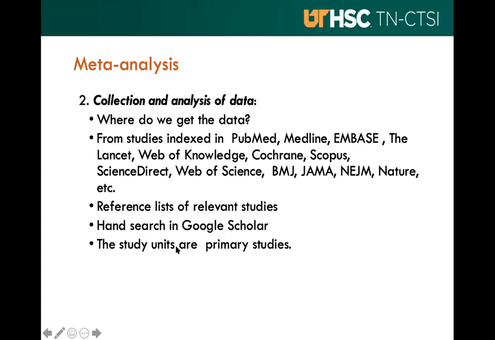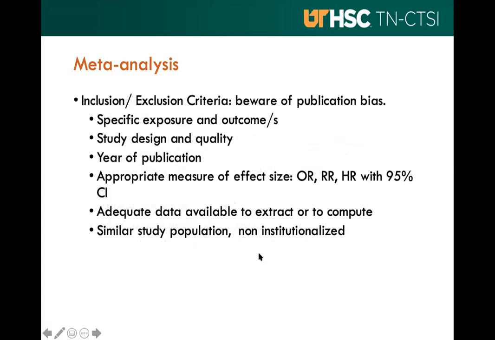And the study units in meta-analysis are primary studies, unlike the original studies where study units are individual participants. In meta-analysis, the study units are primary studies. We have to describe the inclusion and exclusion criteria and make sure that we don't run into publication bias. And so our exclusion criteria has to be something that is defensible. And we have to specify the exposure and outcome, and the exposure and outcome have to be clearly defined.